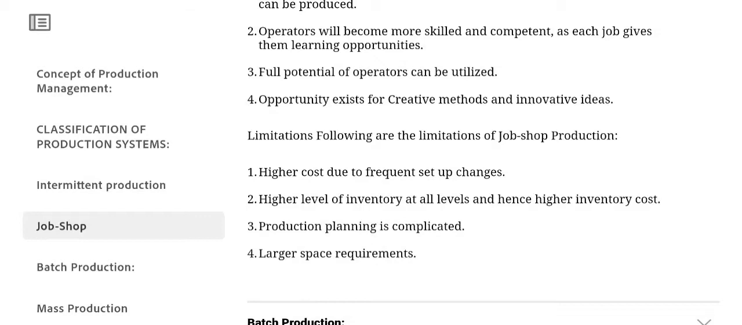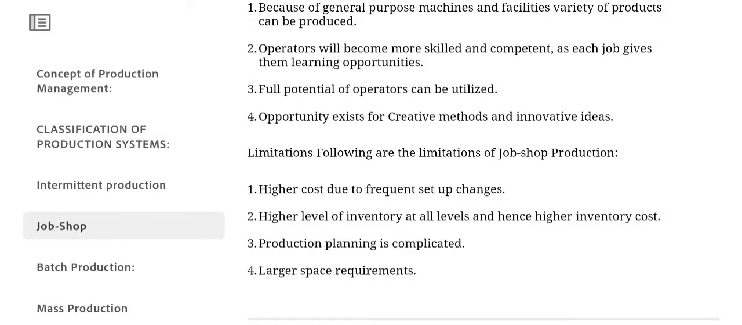Now, after the advantages, let's see the limitations which we have in the job shop production. First is what? Higher cost due to frequent setup changes. This is the main point. Having variety is a profitable thing, but if you want to maintain that variety, we need to continuously change the setups that we have. So that is the disadvantage of that.